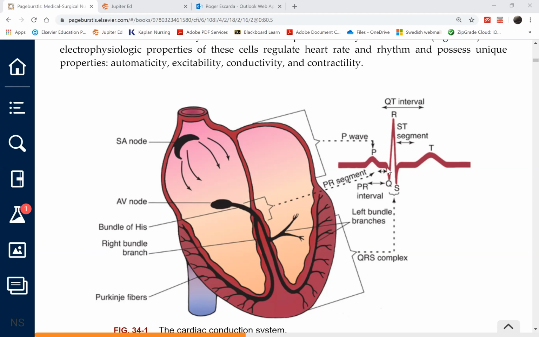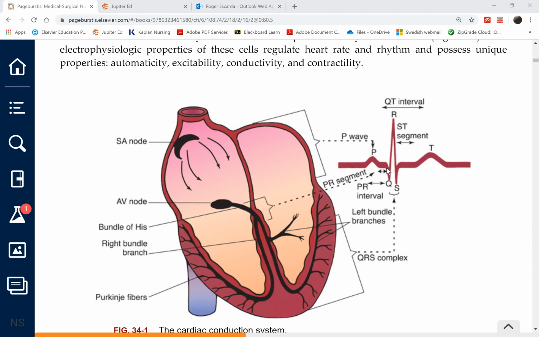You understand? So don't be confused, the PR interval has nothing to do with the R wave. That's just a term they call it. So again, the PR interval is measured from the start of the P wave to right before the QRS begins. What is the significance again of the PR interval? This is the time of the delay.